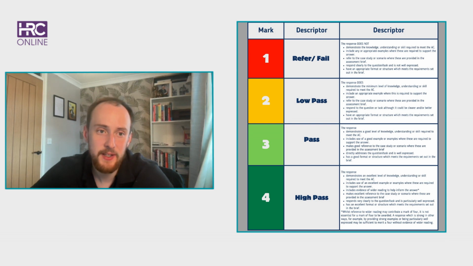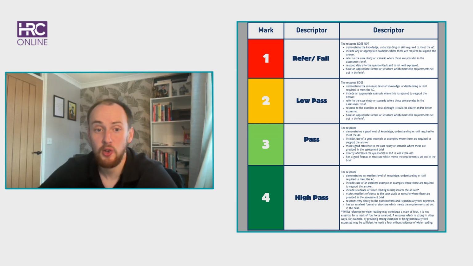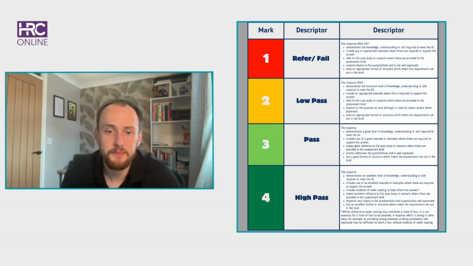Having a good format and structure will also help the marker read, and it has good readability, so therefore it's easier for the marker to go through, so that they can actually have a look at that academic rigor.